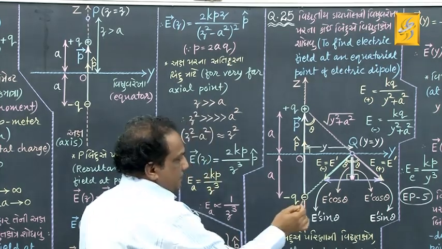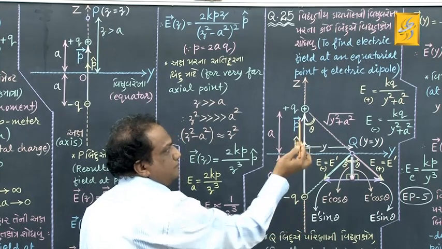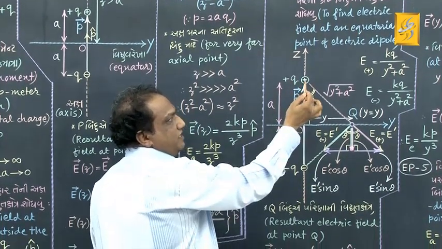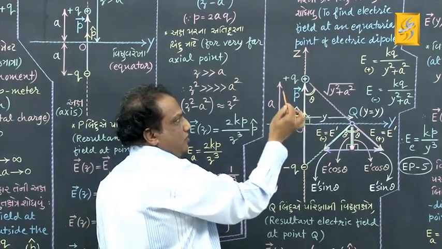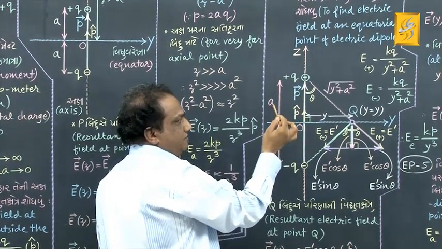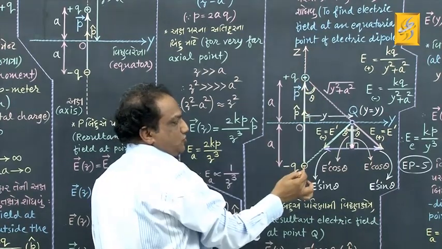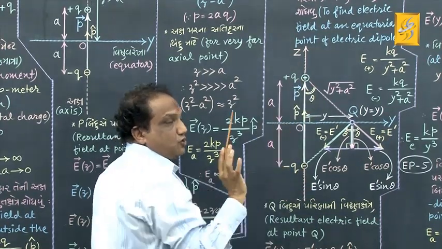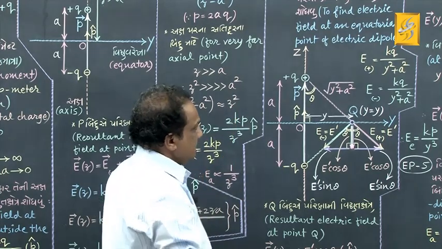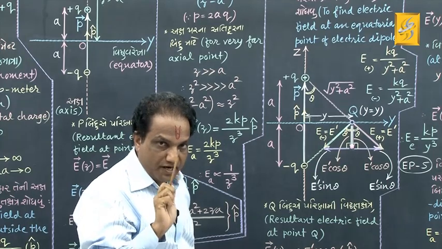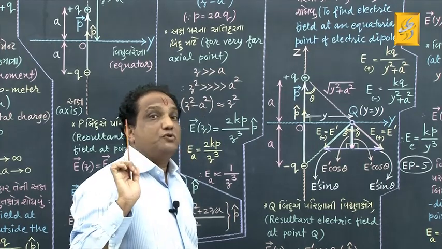Fine. This is negative charge minus q, this is positive charge plus q. Distance of either charge from the midpoint of dipole is small a. This is also small a, correct? Total distance between these two charges would be a plus a, that is 2a. Got it? What about electric dipole moment? It is always to be shown in a direction from negative to positive charge.